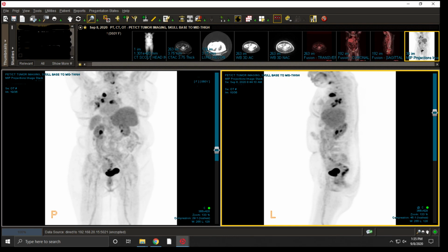And then here is her MIP image. So, like most of you guys know, I'm sure, all of the dark black areas are areas of increased uptake. So some of them are normal, some of them are not normal. Like I said before, bladder uptake, as well as the kidney uptake, that's pretty normal because that's how the radiopharmaceutical is excreted. But all of this stuff up here, not very normal.